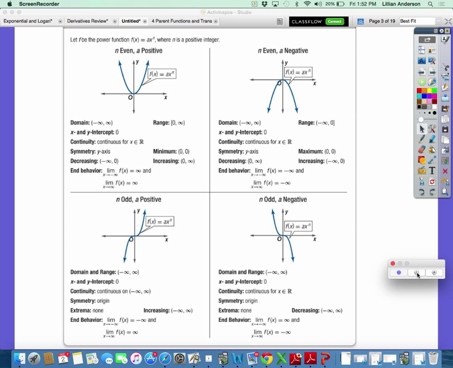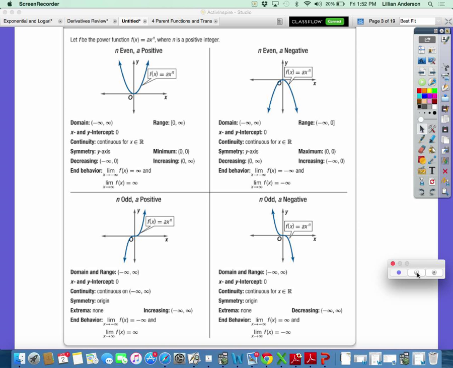If n is odd, that is x to the third, x to the fifth, x to the seventh, so on and so forth, okay? They're all going to follow the same type of end behavior, same type of symmetry, things of that nature, okay? Your domain and range is the same, negative infinity to infinity. It's continuous from negative infinity to infinity. And it's odd.